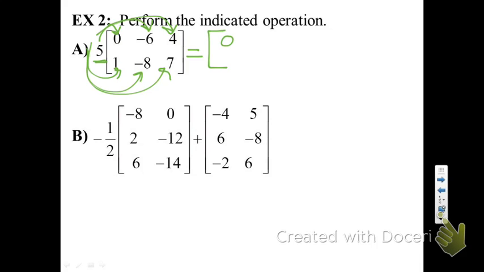We're going to go across, or I'm going to go across. 5 times negative 6 is negative 30. And then 5 times 4 is 20. I'll do the bottom row. 5 times 1 is 5. 5 times negative 8 is negative 40. And 5 times 7 is 35.